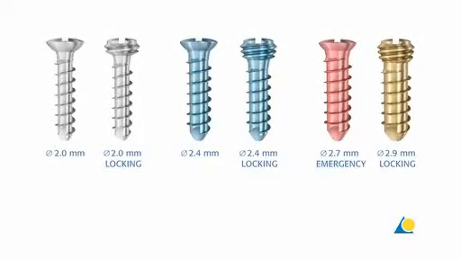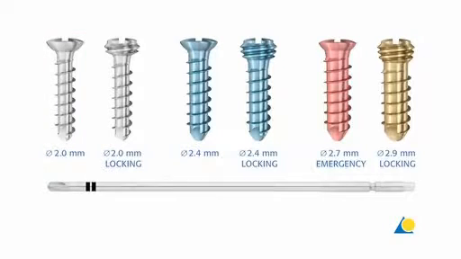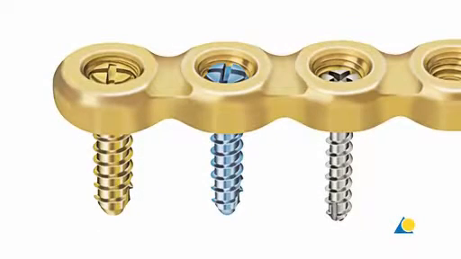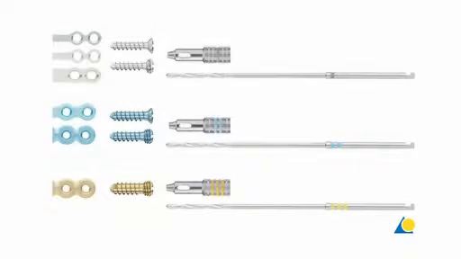Locking and non-locking screws are available in diameters of 2.0 to 2.9 mm. In this exercise, 2.0 mm non-locking screws will be used. One screwdriver blade fits all the screws. All of the screws can be used with all of the plates. All of the plates, screws and instruments are color-coded.